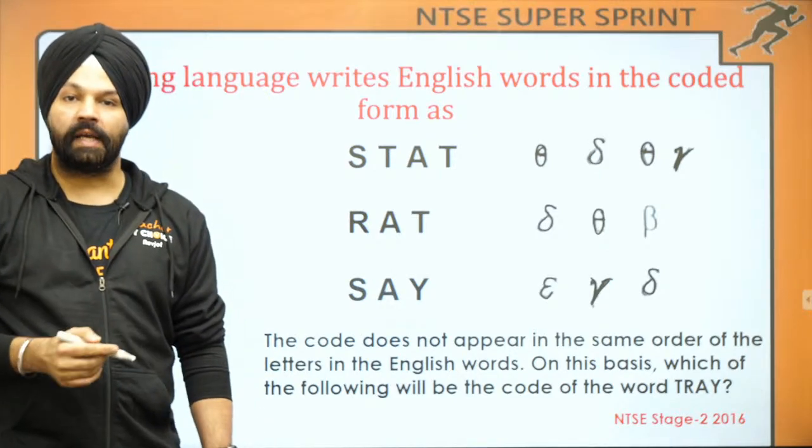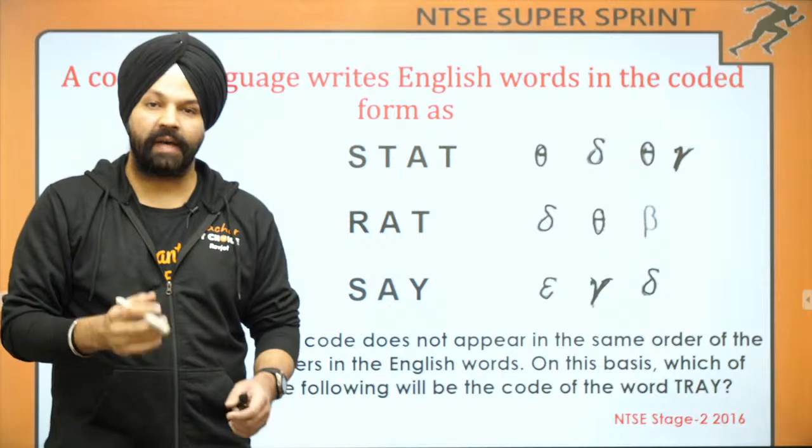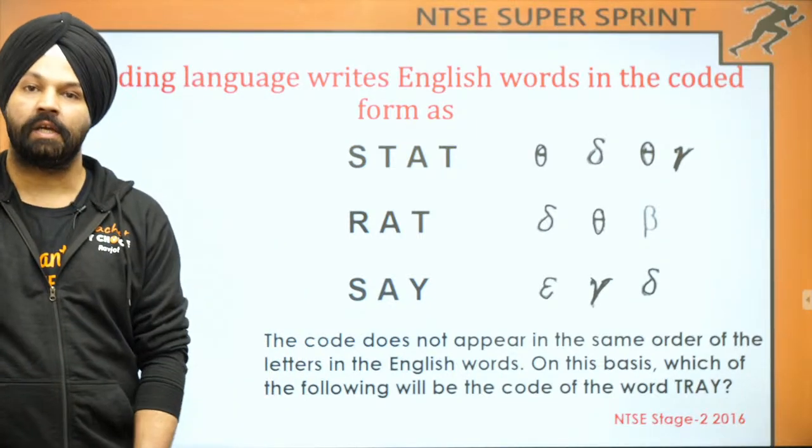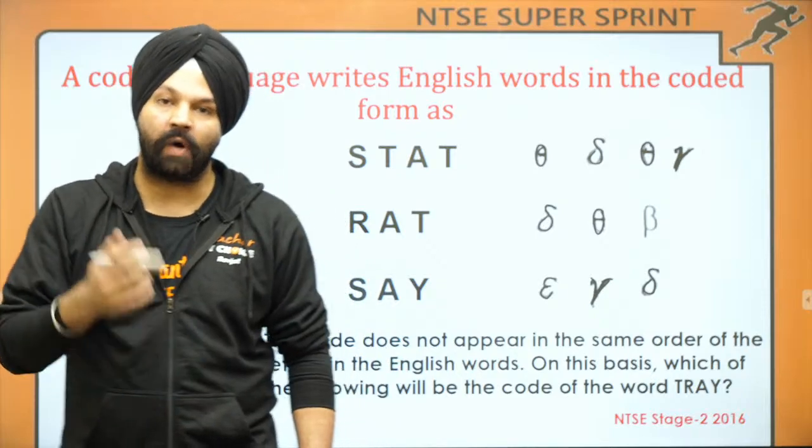So the question says you have got certain codes. You have got codes for stat, rat and say. A very simple question as far as coding decoding is concerned. But then why are we discussing it? If it is so simple, why are we discussing it?